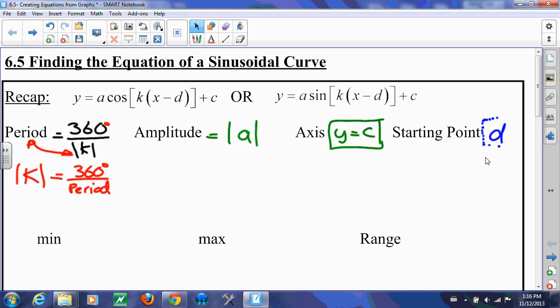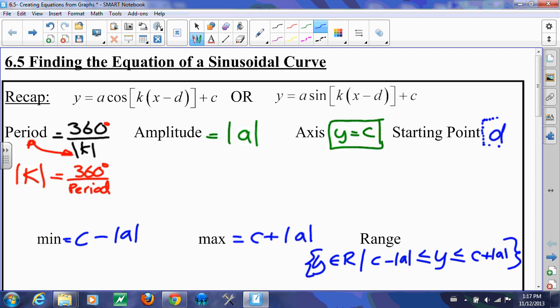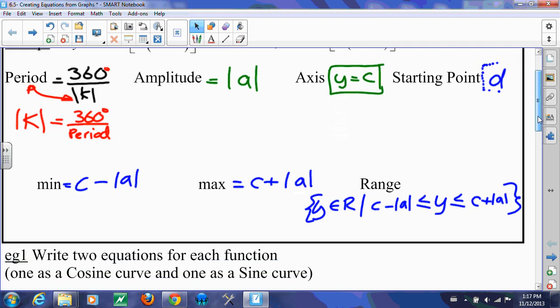Our minimum is related to two things. It's related to the axis, which is c, and then you subtract your amplitude to get your minimum. For your max, it equals c, and you add your amplitude. And again, the range is based on your minimum to your maximum. So y belongs to the set of real numbers such that your minimum, which is c minus the absolute value of A, is less than or equal to y, which is less than or equal to your maximum, which is c plus the absolute value of A. Those are pieces of information that are going to be helpful for us to determine the equation from a graph.